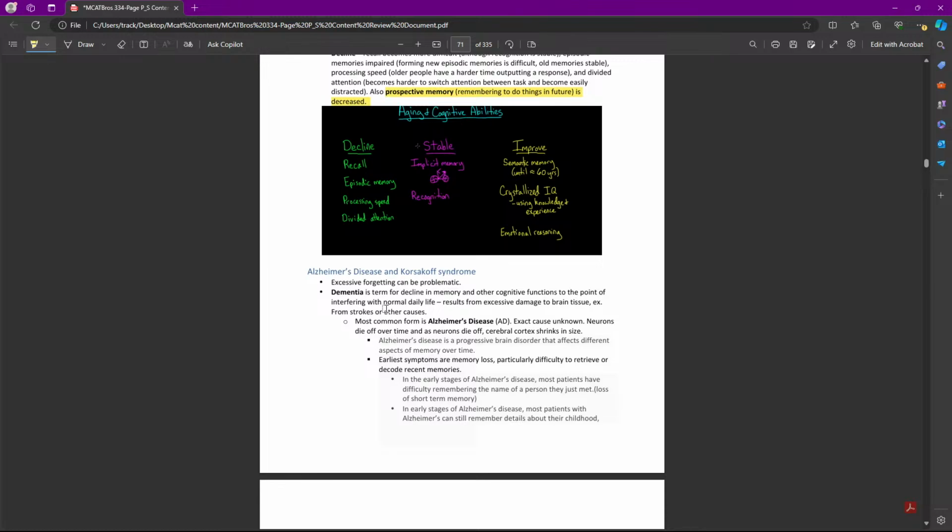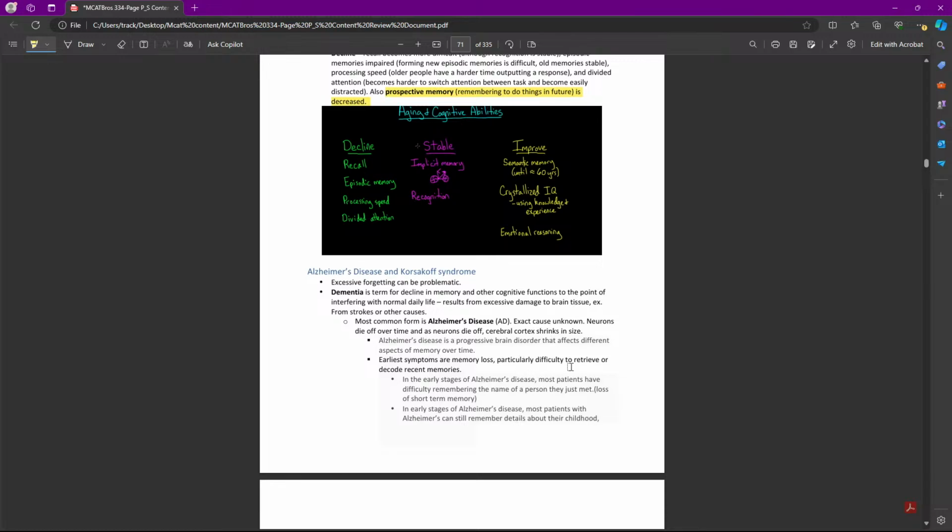We don't know the exact cause, and it causes neurons to die off over time. The cerebral cortex shrinks in size. Alzheimer's disease is a progressive brain disorder that affects different aspects of memory over time. Early symptoms are memory loss, particularly due to difficulty retrieving or encoding recent memories.